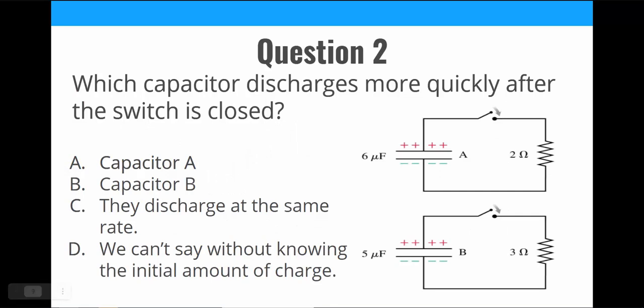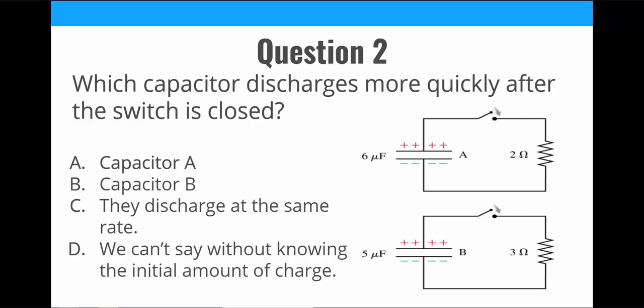Capacitor. Which capacitor discharges more quickly after the switch is closed? So here we have 2 capacitors that were charged somehow. It doesn't say how, just that they're charged now. And it says, which capacitor discharges more quickly after the switch is closed?